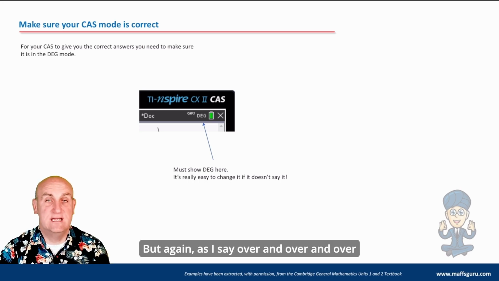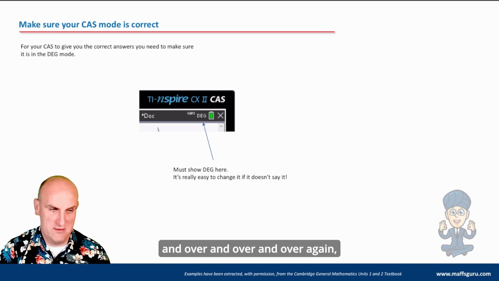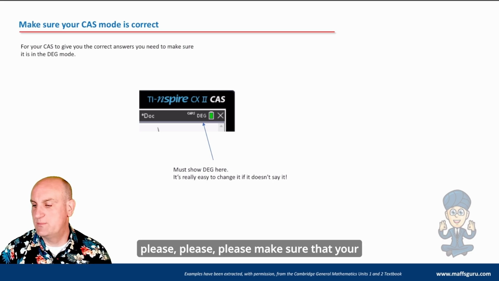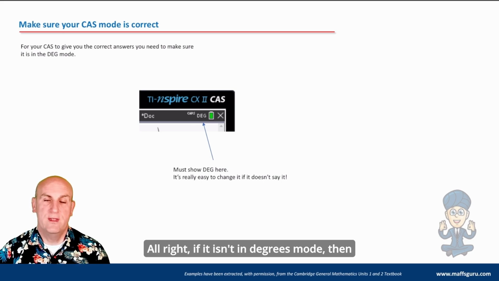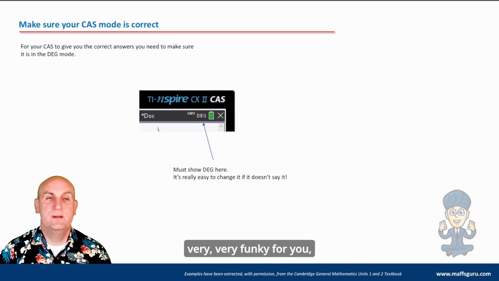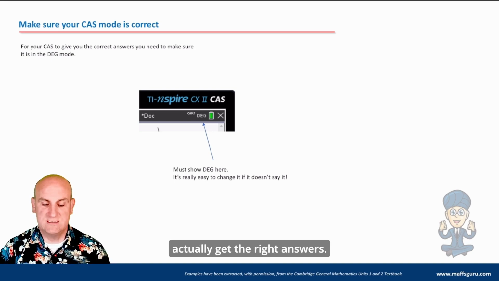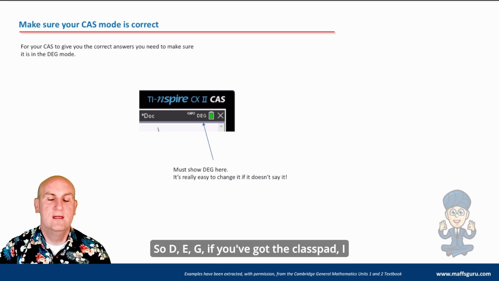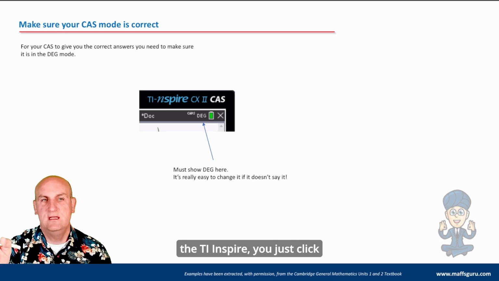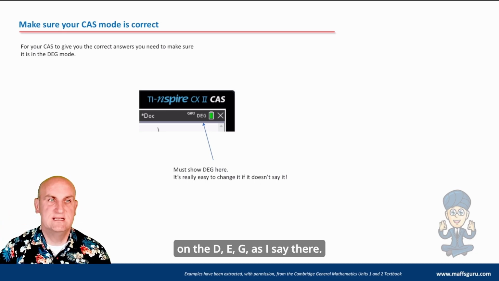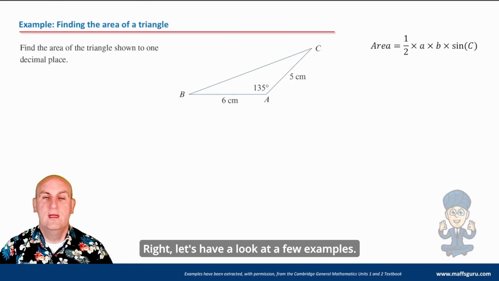But as I say over and over again, please make sure that your calculator is in degrees mode. If it isn't in degrees mode, life is going to get very funky for you because you're not going to be able to get the right answers. So look for DEG. If you've got the ClassPad, I can't quite remember how to change it, but if you've got the TI-Nspire, you just click on the DEG there. Right, let's have a look at a few examples.